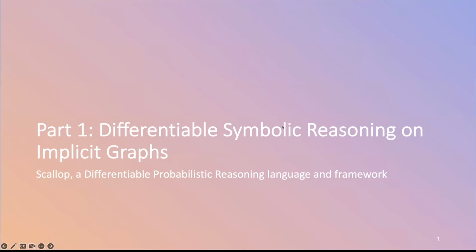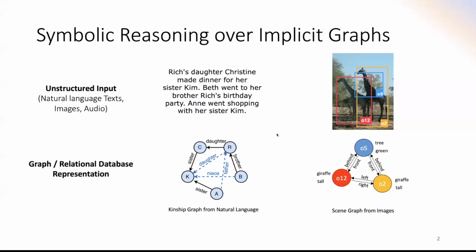Hi, everyone. I'm Ziyang, and I'm here to present the first part of this tutorial, which talks about differentiable symbolic reasoning on implicit graphs. And in particular, we're going to discuss our tool, which is Scallop, a differentiable probabilistic reasoning language framework. So there is a lot of real-world data that is unstructured, right?